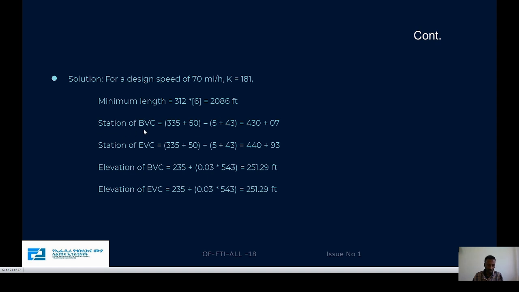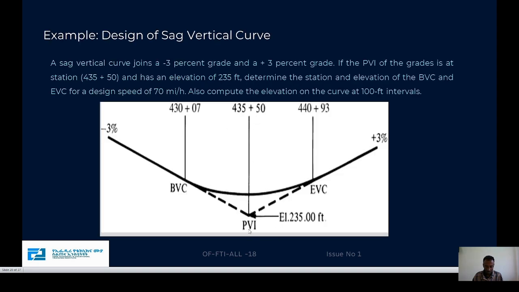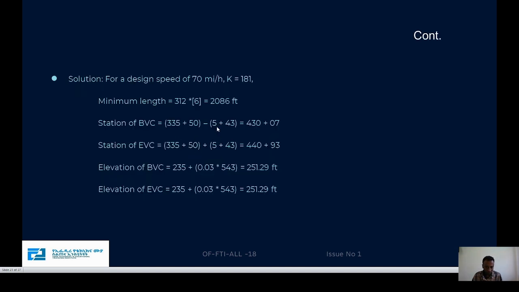So we get 1086. The station of the beginning vertical curve will be obtained from the station at the point of vertical intersection, 435 plus 15, minus the distance L over 2, so we get 416 plus 00. The ending vertical curve will be plus the distance, 440 plus 82. The elevation will be obtained from the point of intersection elevation and the slope times L over 2.